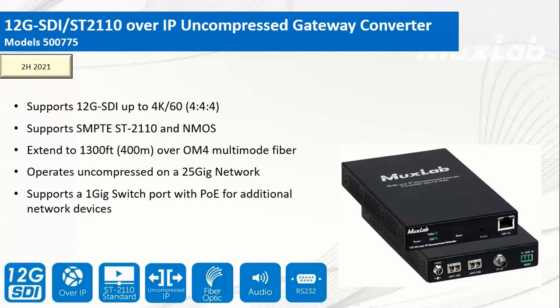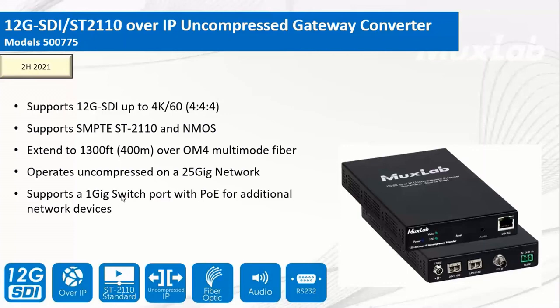In addition to that, we're going to be working on a new device that will be coming out in the latter half of next year. This will be a 12G SDI over IP device, again supporting the ST2110 standard. It will be uncompressed as well. However, this one uncompressed at 12G will be running over a 25 gig network. And you will have two ports, so you'll be able to support redundancy as well. It will support ST2110, and will also support NMOS.